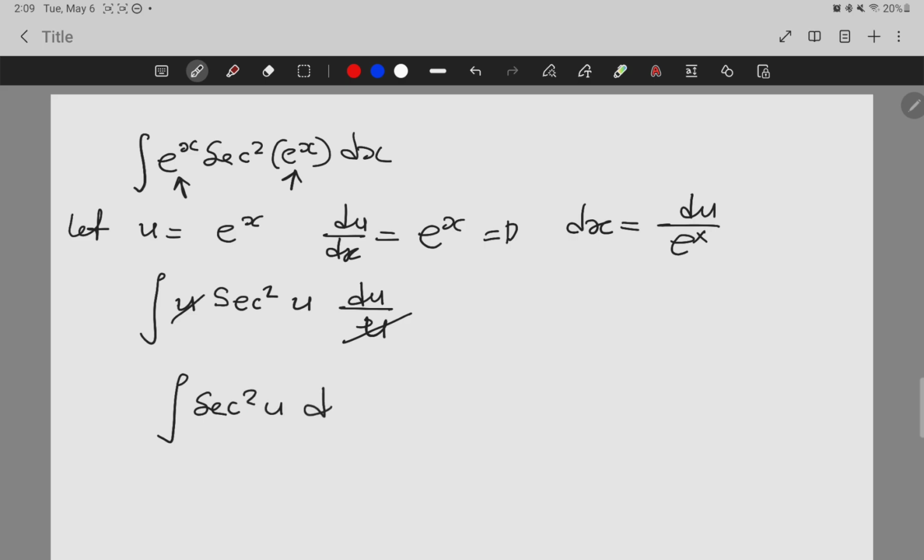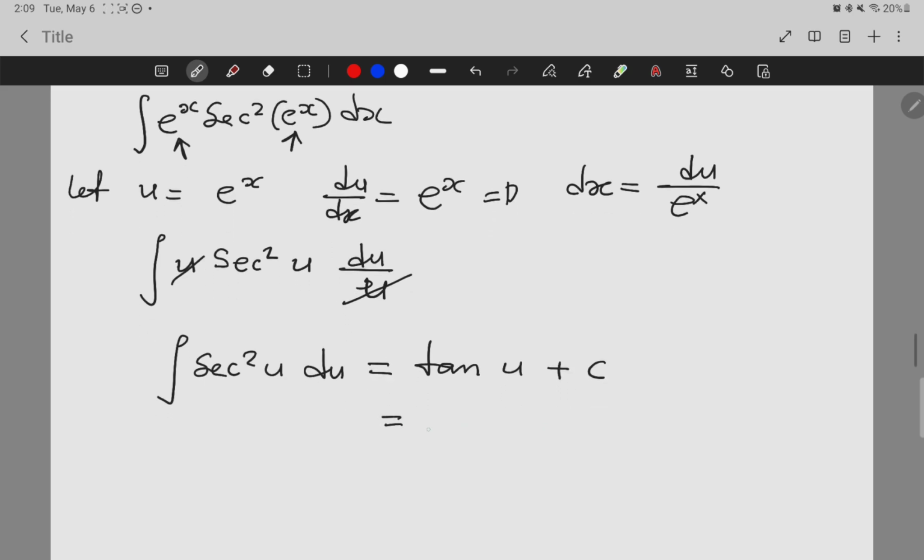squared u du. And we know the derivative of tan x is sec squared x, implying that the integral of sec squared x is equal to tan x. In the same way, the integral of sec squared u will have to be tan u. Since we're doing this without limits, plus c. Bringing back what u is, this will be tan e to the x plus c. And we're done.